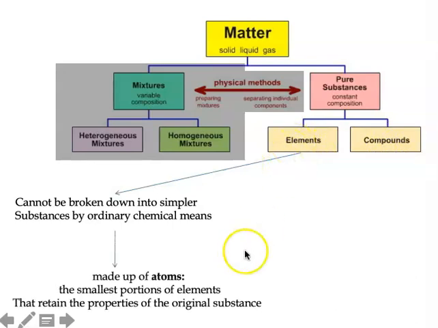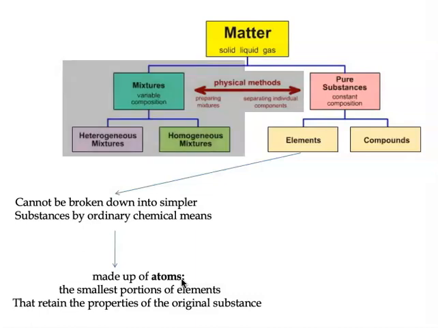You'll probably recognize the term atoms. It turns out that's the smallest portion of an element that retains the properties of the original substance. So we've got elements, which can't be broken down any further into a simpler substance, and each one of those elements is made up of a whole bunch of atoms of a particular type. What happens if you take two different kinds of atoms or elements and combine them together? That's where you get a compound.